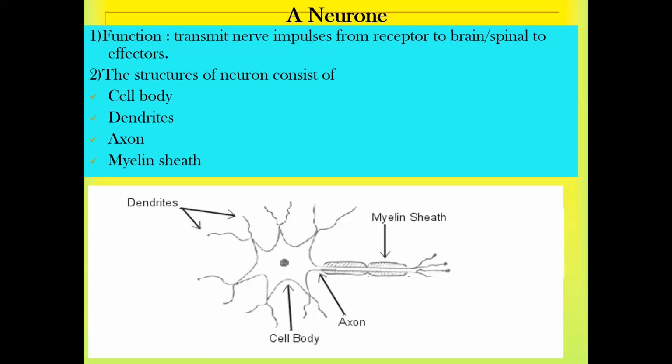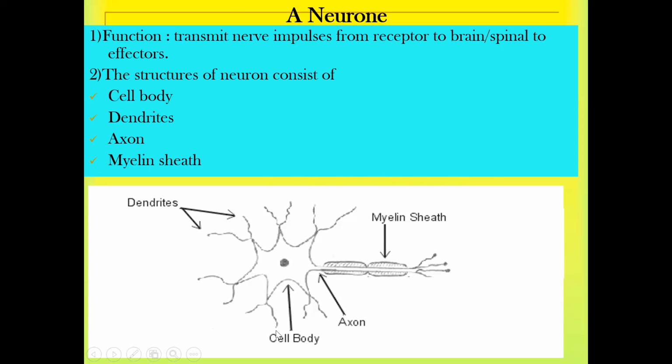Neuron is known as a nerve cell. So when I say nerve cell, you should know that I also refer to the neuron. The function of a neuron is to transmit the nerve impulse from receptor to the brain and also to the effector. Basically, this is the general picture of a neuron.